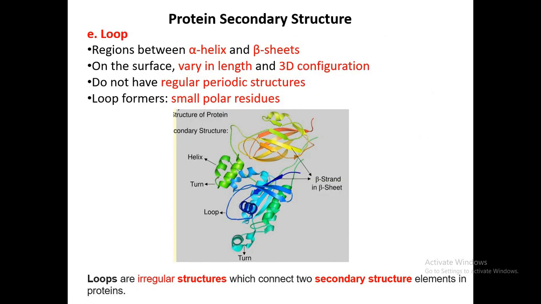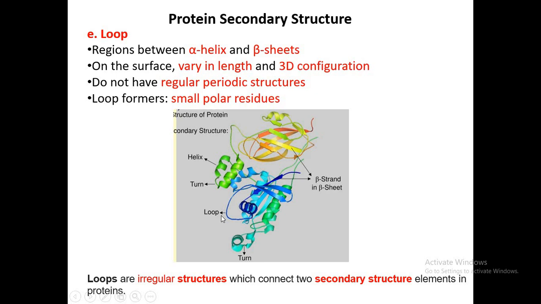And now we will be studying what a loop is. A loop is also a protein secondary structure, and we can see a picture here. First of all, we will discuss what a loop is. A loop is an irregular structure which connects two secondary structure elements in a protein.